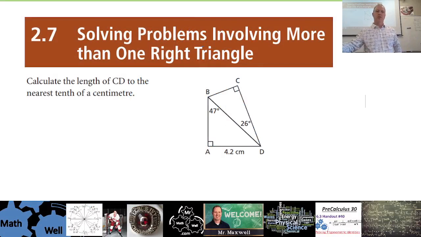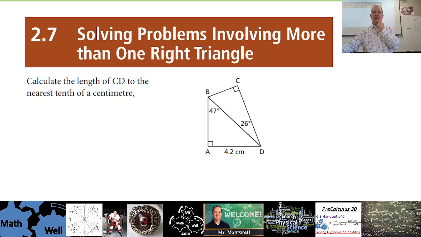All right, FM10 2.7. So these questions are just multi-step problems. They've kind of got more than one triangle involved, and you'll have to solve a piece or pieces of one triangle to get the missing pieces for the second triangle that you might ultimately be looking for. So this is the first question I want to do with you.